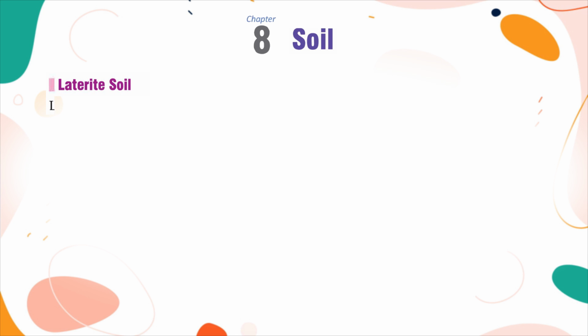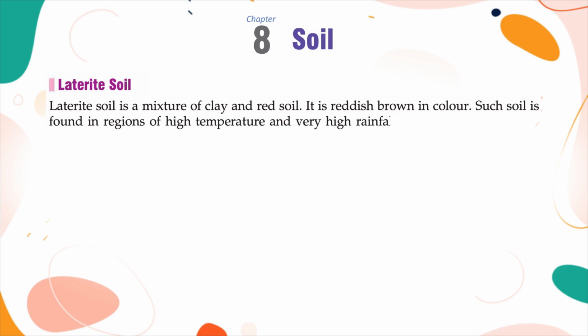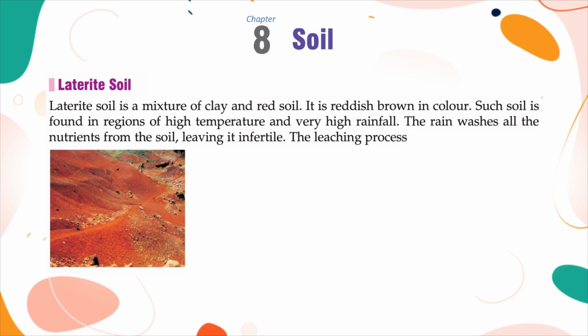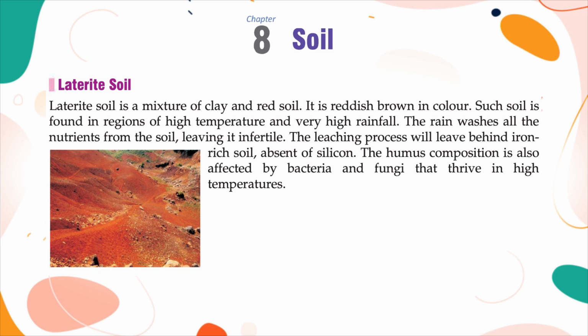Laterite soil. Laterite soil is a mixture of clay and red soil. It is reddish-brown in color. Such soil is found in regions of high temperature and very high rainfall. The rain washes all the nutrients from the soil, leaving it infertile. The leaching process will leave behind iron-rich soil, absent of silicon. The humus composition is also affected by bacteria and fungi that thrive in high temperatures.